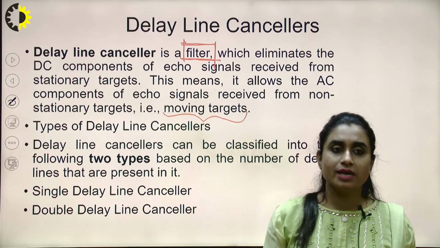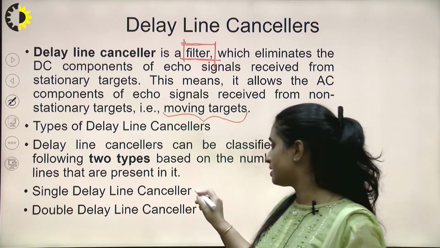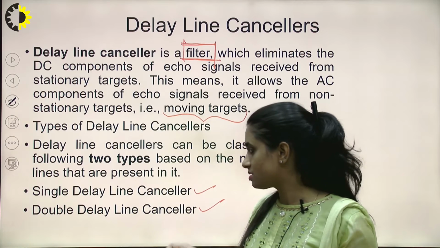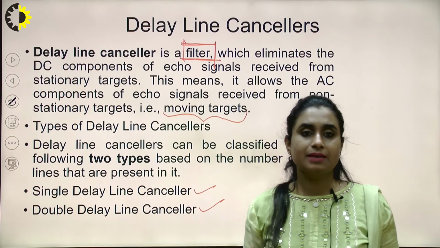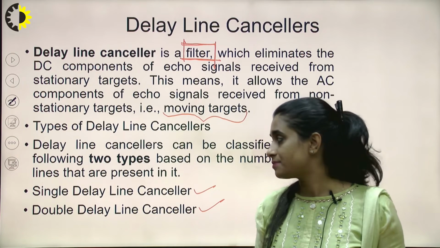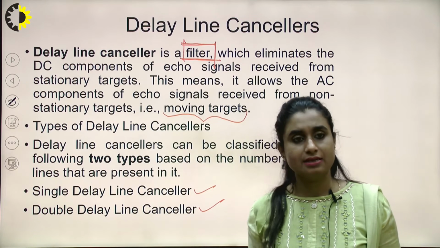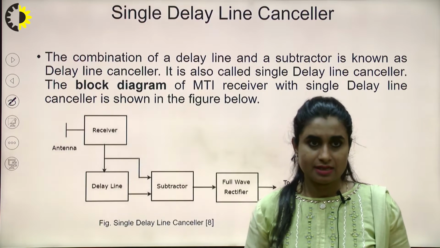We may use two kinds of delay line canceller based on their structure, right? Delay line canceller can be classified into the following two types. The types are my single delay line canceller and double delay line canceller. Let's see how it works.